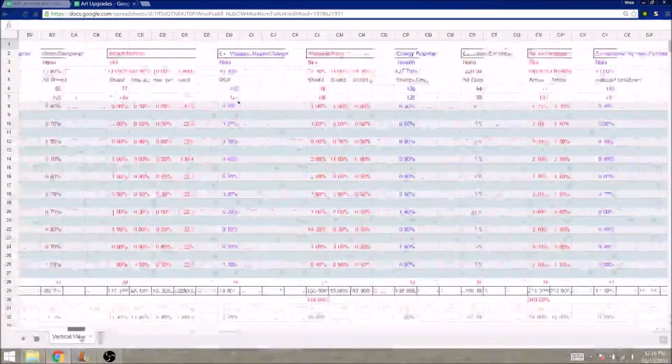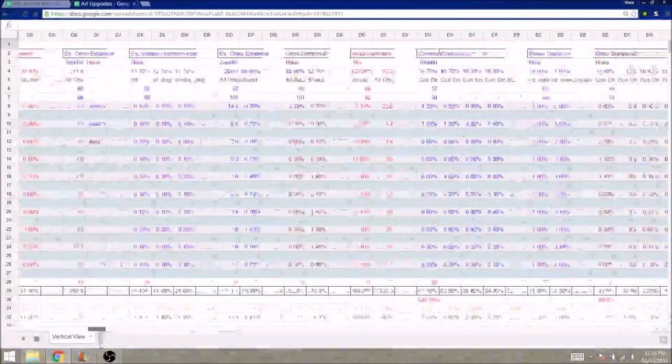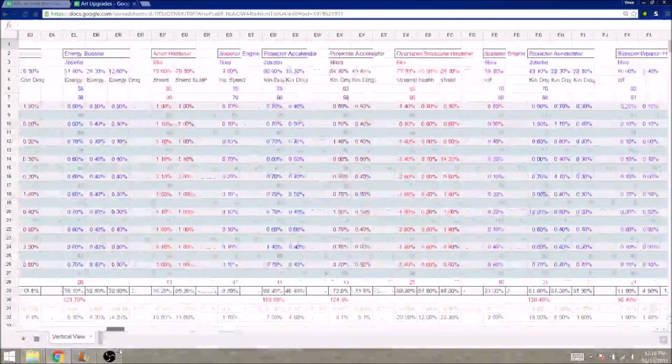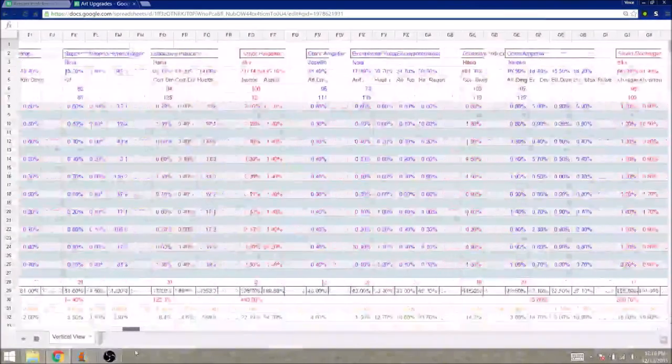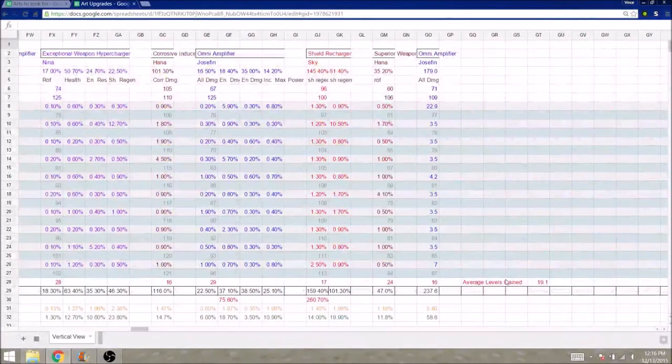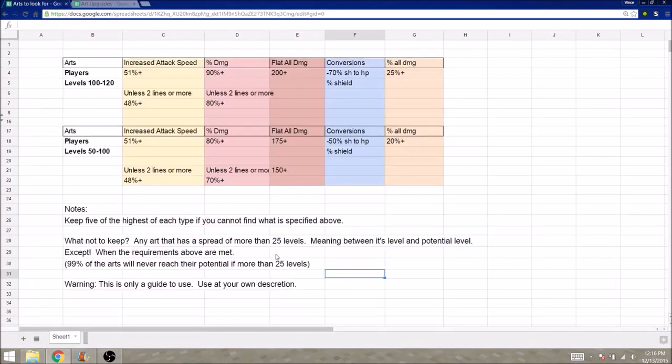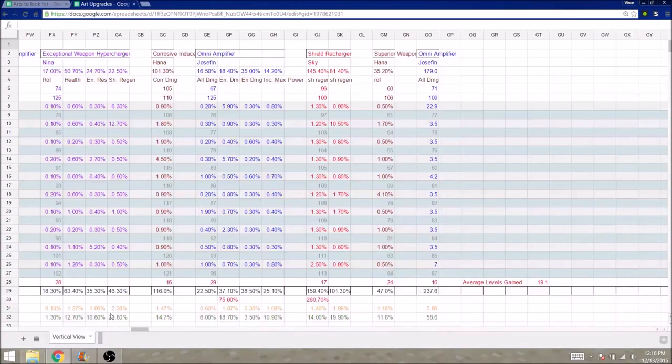These are all the upgrades I have done for the last 6 months to a year. I have tracked every single art that I have upgraded. And the average levels gained over the last 6 months to a year on all of these arts was only 19.1. I say 25 to give it a buffer. That buffer is 25 levels, and I'll show you why.